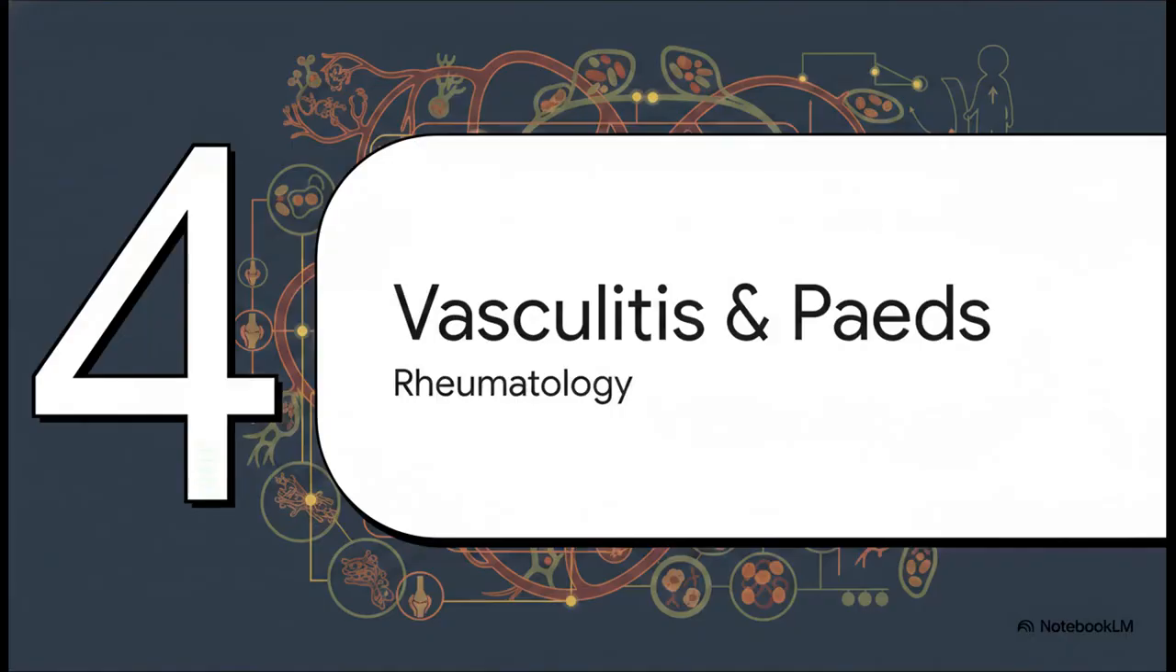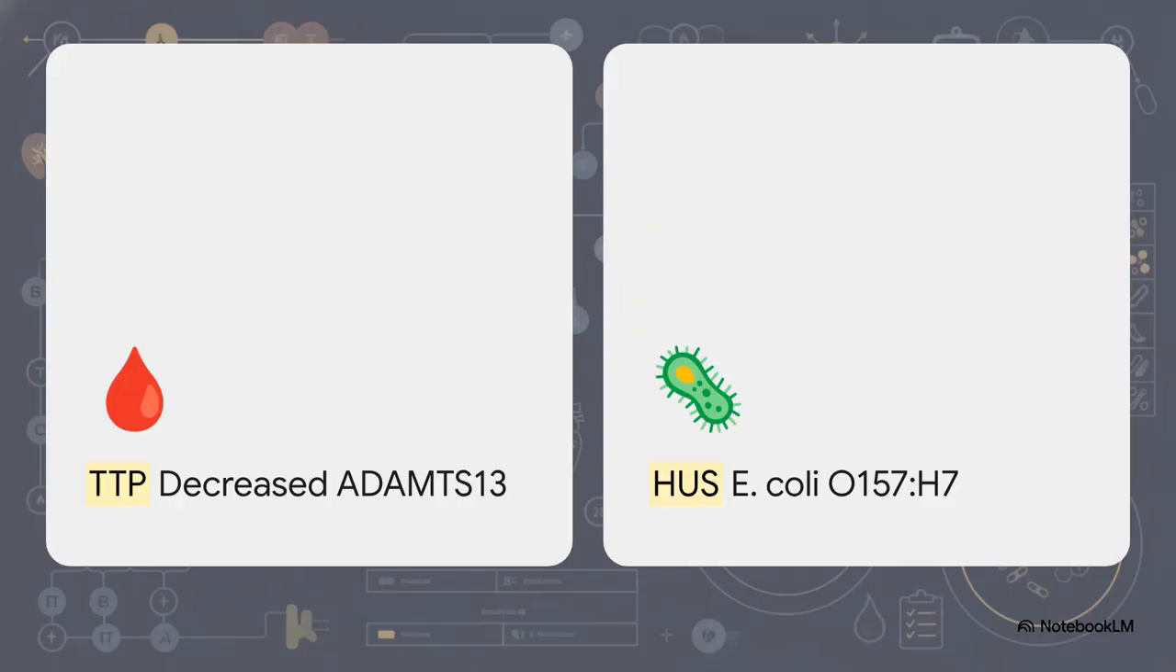Okay, moving on to Section 4, Vasculitis and Pediatric Rheumatology. Here we're facing several look-alike diseases that you absolutely have to be able to untangle quickly. Let's do a rapid-fire comparison. First, TTP, or thrombotic thrombocytopenic purpura. This is caused by an acquired autoantibody that decreases ADAMTS13. This basically leads to uncleaved von Willebrand factor multimers running around trapping platelets. But crucially, you will see a totally normal PT and PTT.